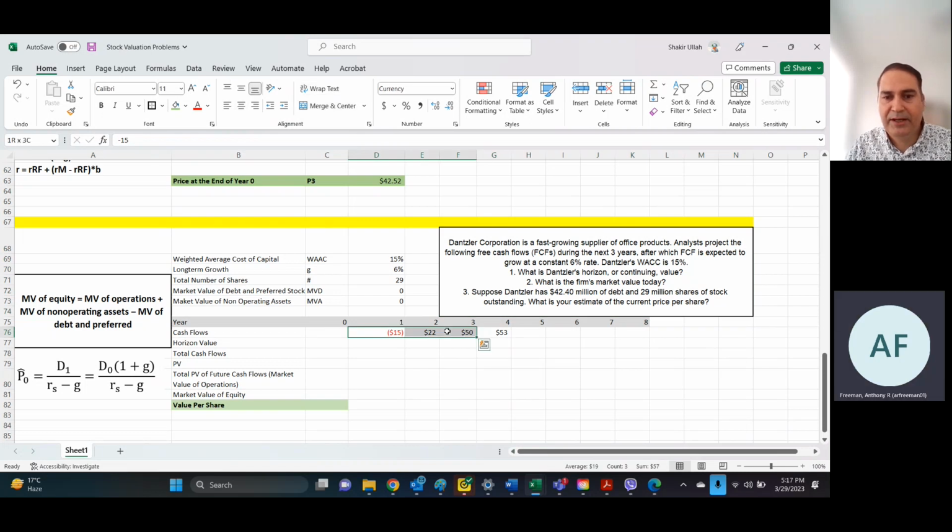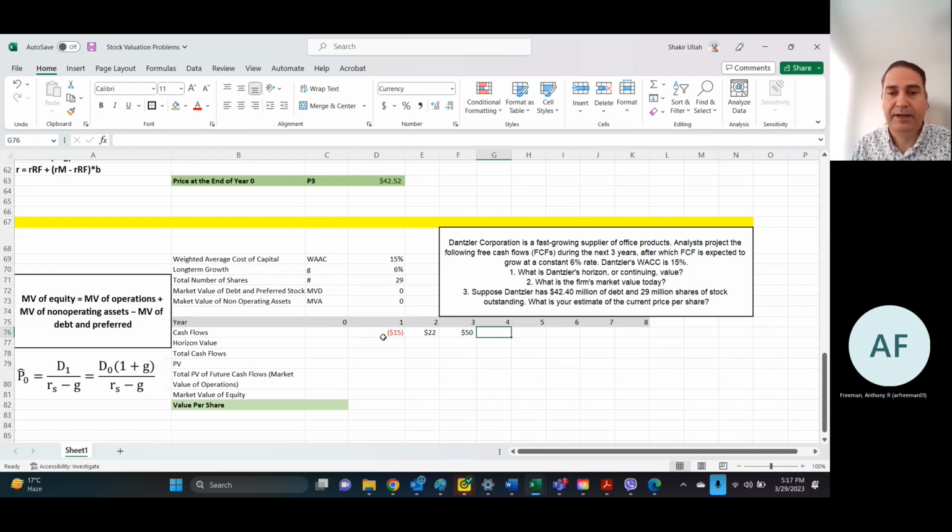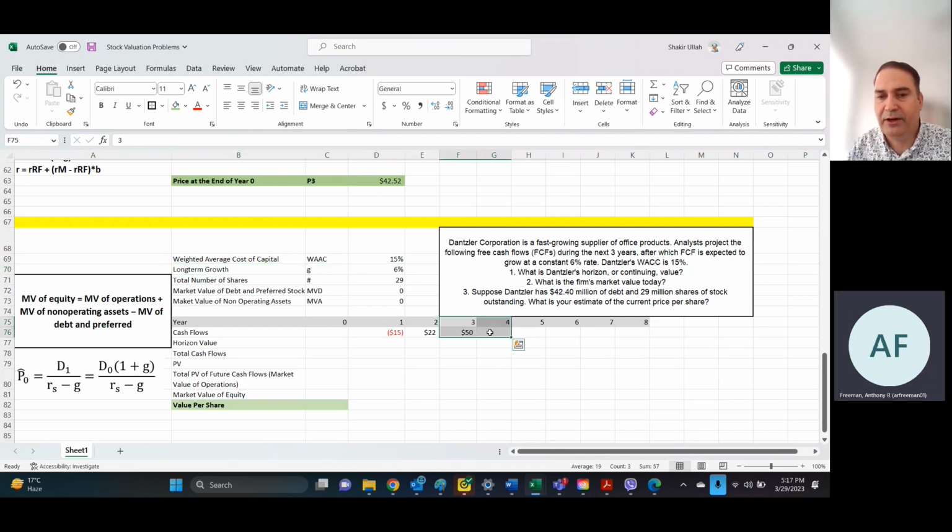Okay, so this number was not given. They were given like minus 15, and if these numbers are in millions, this will be minus 15 million and 22 million and 15 million, whatever. And so those were the cash flows for the next 3 years, after which free cash flow is expected to grow at a constant rate of 6%. So that constant long-term growth is 6%, but that is after 3 years, from this point onward.